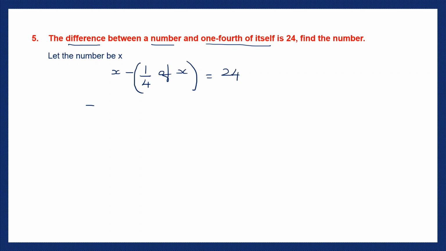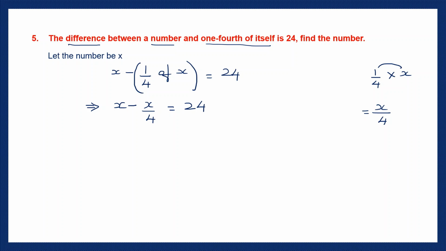So now we have to solve for x. So first let's open the brackets. So here we have 1 by 4 of x, that is 1 by 4 into x. So 1 into x is x, x by 4. So this is equal to x by 4. So let's write it there, x by 4. This is equal to 24.